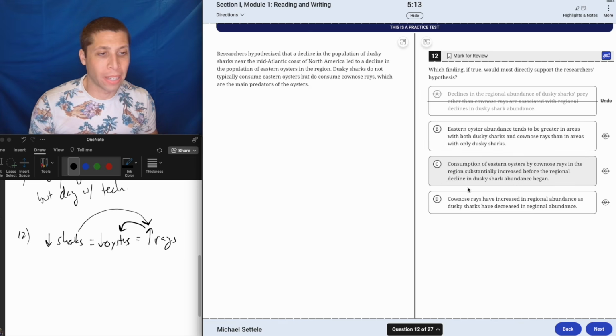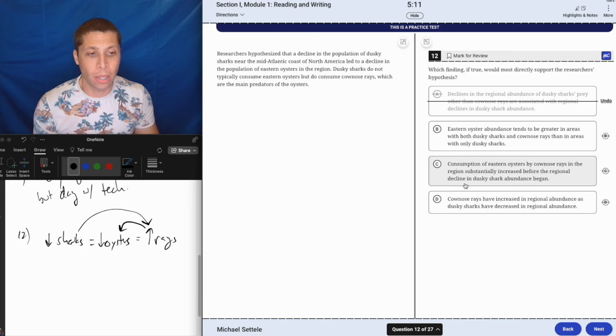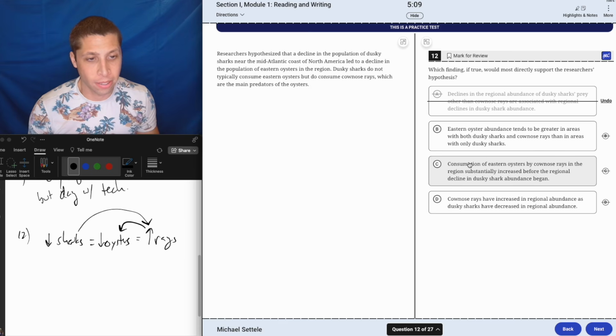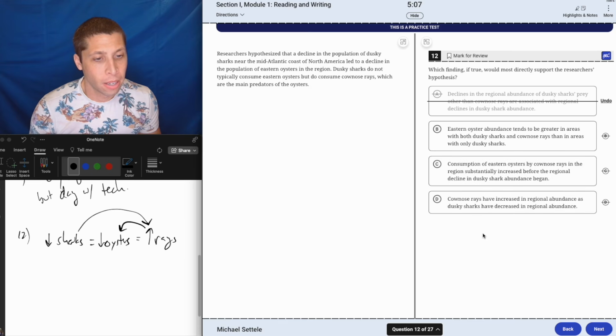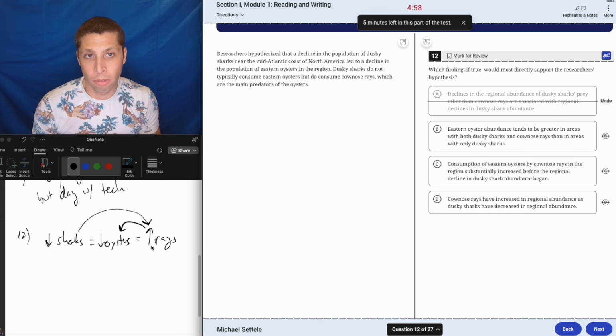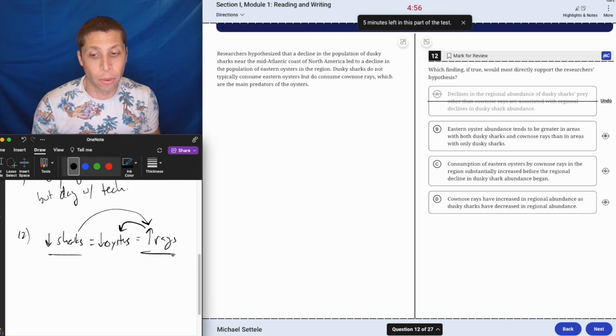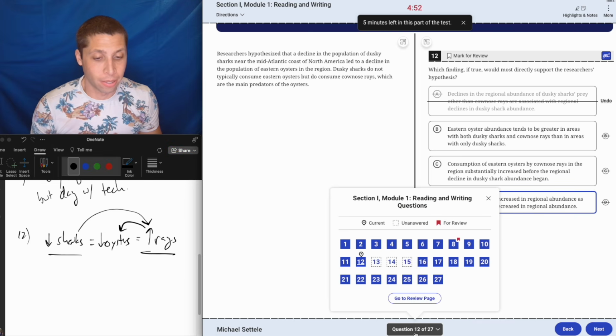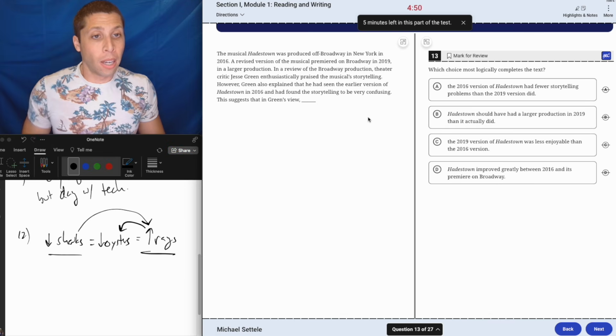Consumption of eastern oysters by cow-nosed rays in the region substantially increased before the regional decline in dusky shark abundance began. Who cares about before? Time doesn't seem to matter here. Cow-nosed rays have increased in regional abundance as dusky sharks have decreased. So, yeah, that's what I wrote here. Increased, right? So, yeah, because they eat that. Yeah. All right.